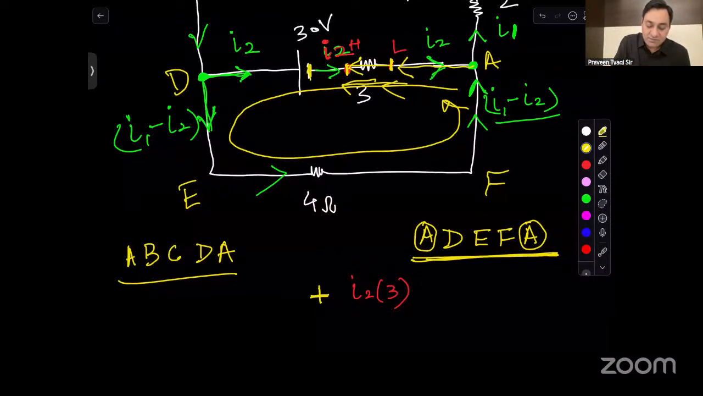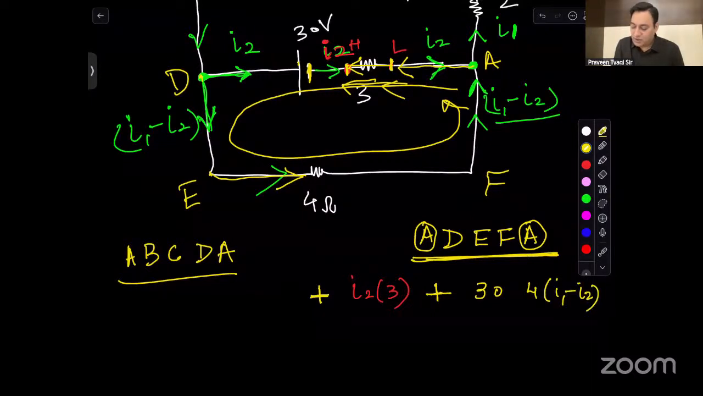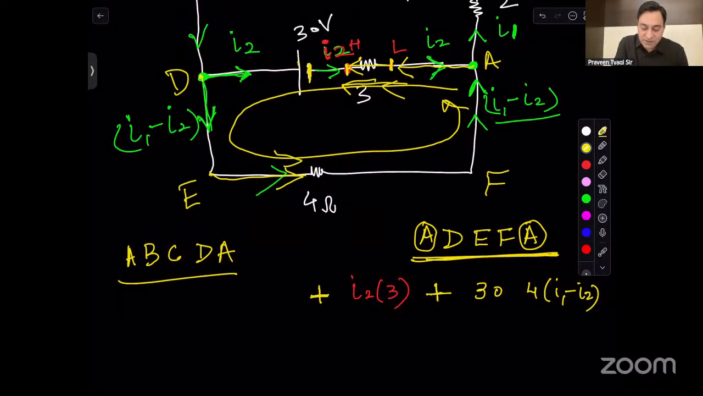Now, battery. We reached here. Battery is 30 volts, so 30. And I'm going from negative terminal of the battery to the positive terminal. So there is an increase in potential. Go to D, go to E, there is no resistance. Now, here, we reached here. The potential difference will be 4 I1 minus I2. I have to apply some sign. I am going in the direction of current now.